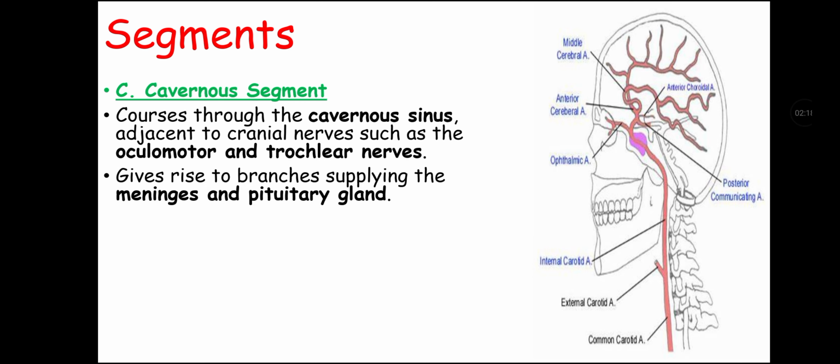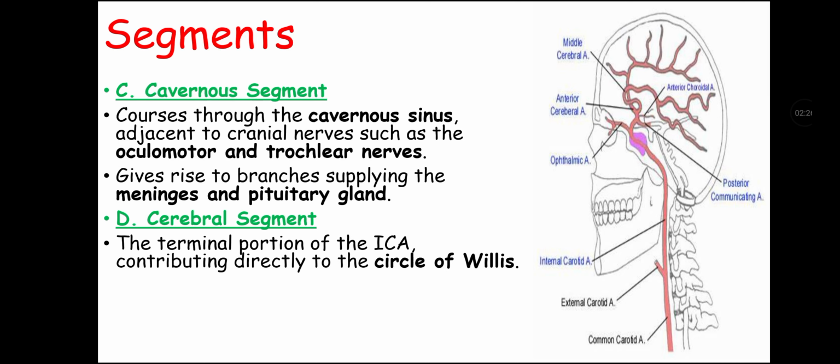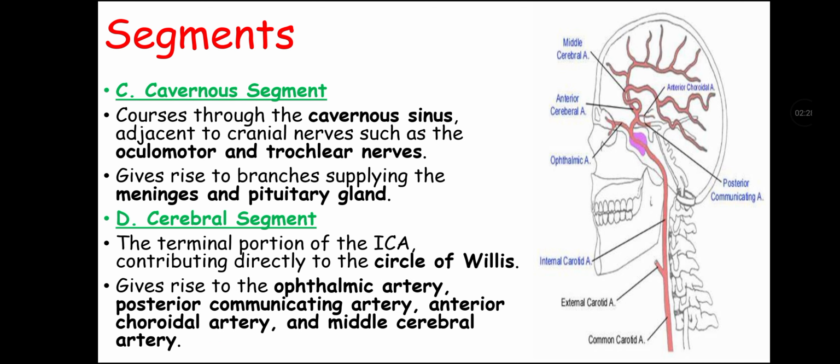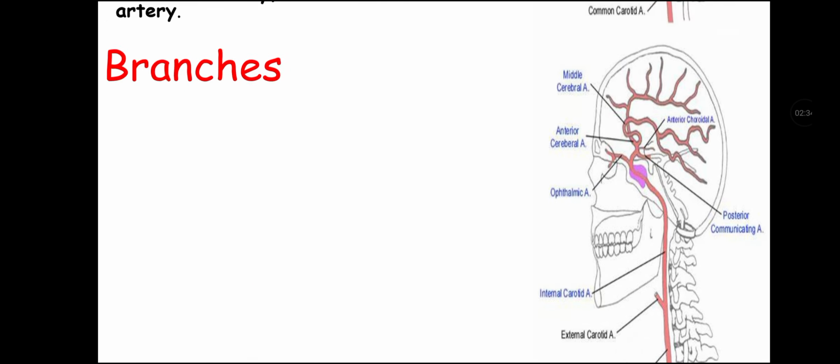Next segment is cerebral segment, that is terminal portion of internal carotid artery that contribute directly to the circle of Willis. It gives rise to the ophthalmic artery, posterior communicating artery, anterior choroidal artery and middle cerebral artery.